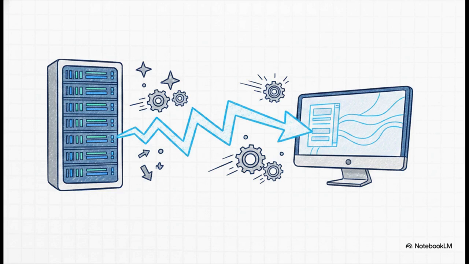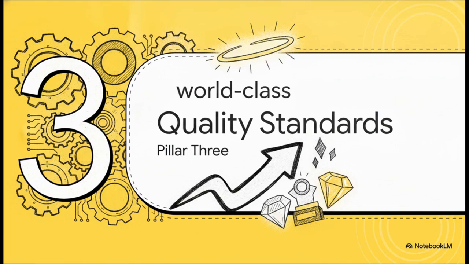By rendering components exclusively on the server, you keep heavy dependencies entirely back-end side. We're talking about shipping literally zero JavaScript to the client for those components. Understanding the profound performance implications of these newer paradigms is exactly what elevates you from a good developer to a truly elite engineer. That brings us to Pillar 3, quality standards.